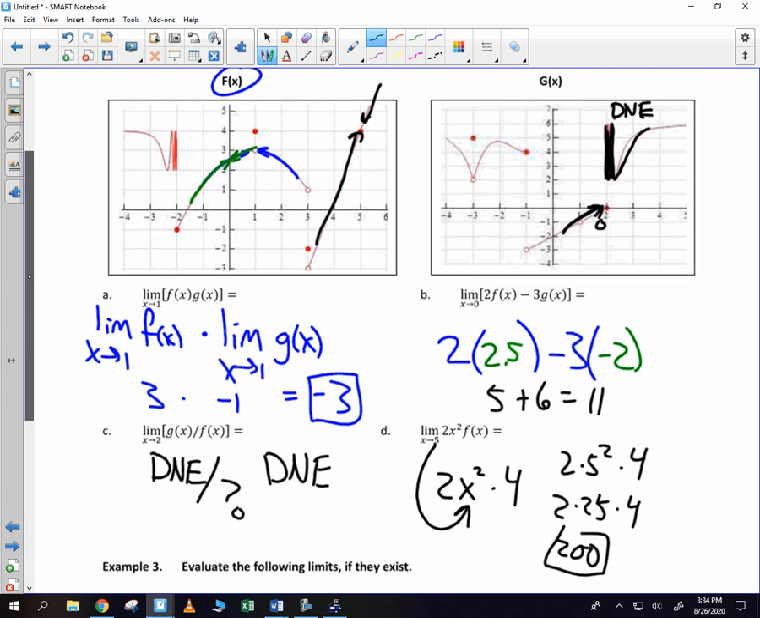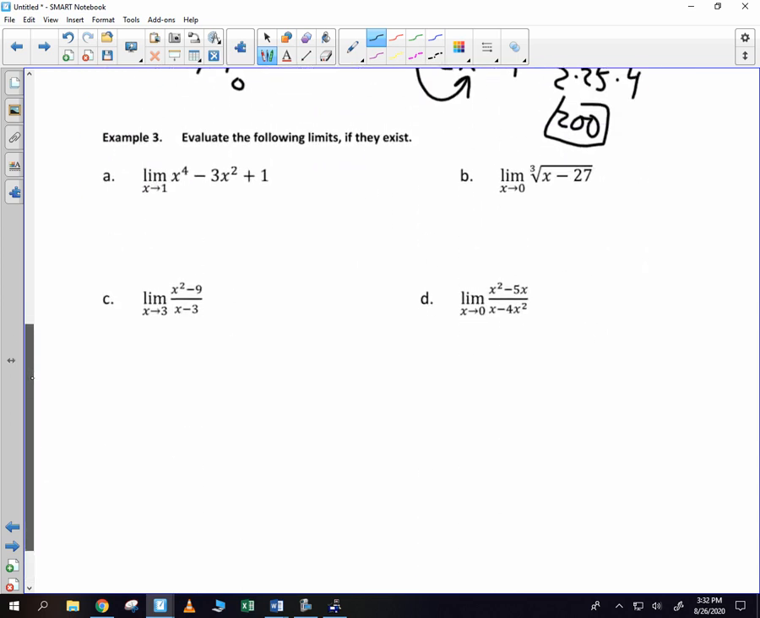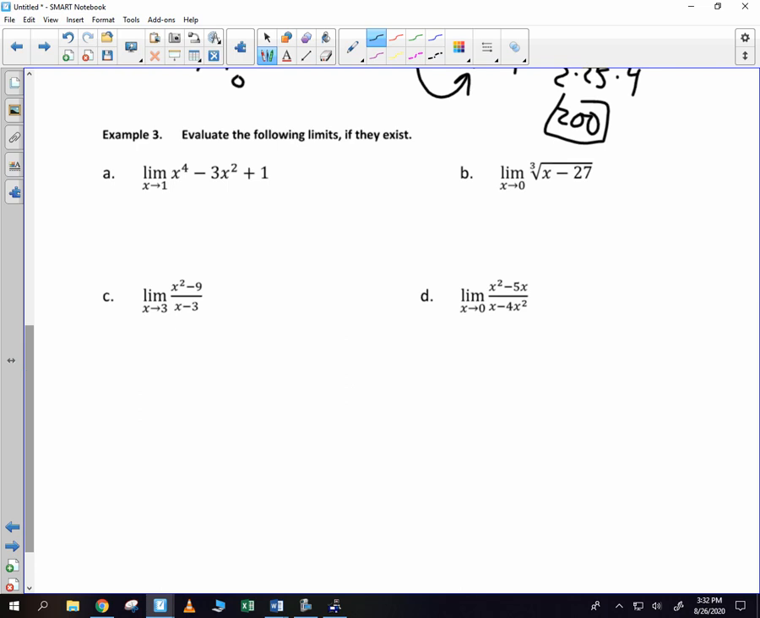So there's some graphical examples. Now let's do some algebraic examples. It's always great to plug in a limit if you can. Direct substitution works in most situations. That's a quartic function. If we plug in 1, we get 1 minus 3 plus 1, and that is negative 1. It's a polynomial, very nice behaving function, so we could just plug it in. Here we plug in 0. We get the cubed root of 0 minus 27, or the cubed root of negative 27, which is negative 3.